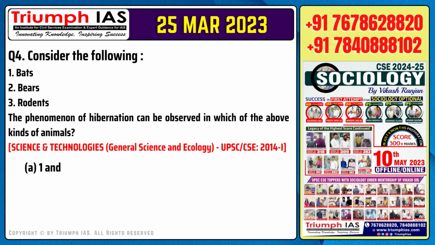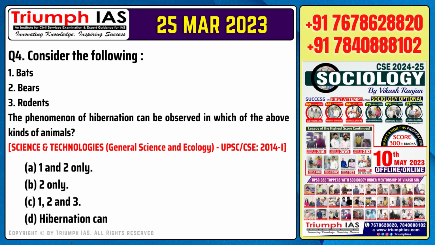Question number 4. Consider the following. Number 1. Bats. Number 2. Bears. Number 3. Rodents. The phenomenon of hibernation can be observed in which of the above kinds of animals? Option 1. 1 and 2 only. Option 2. 2 only. Option 3. 1, 2 and 3. Option 4. Hibernation cannot be observed in any of the above.